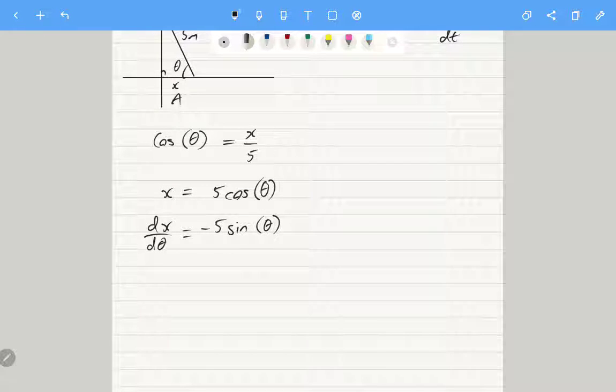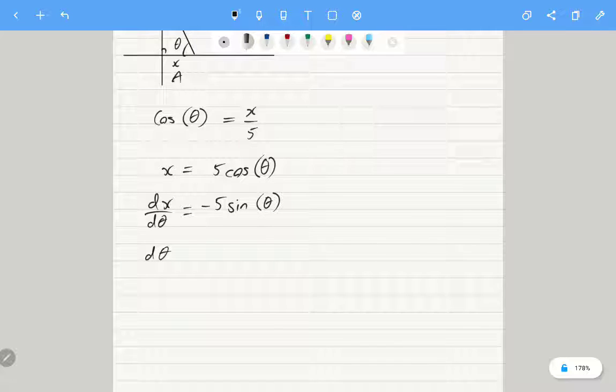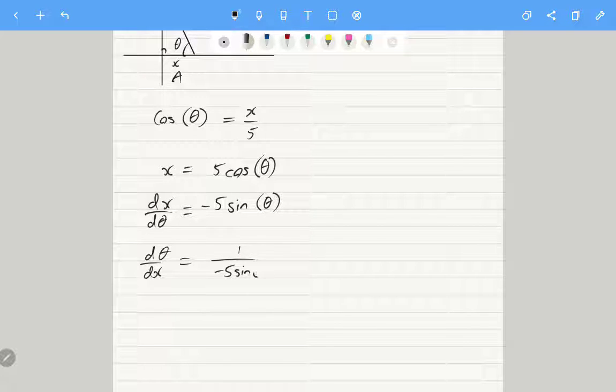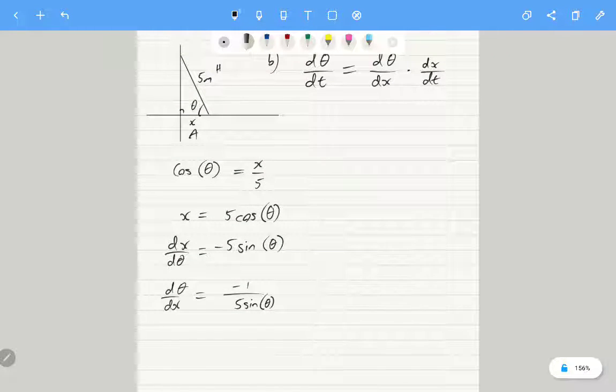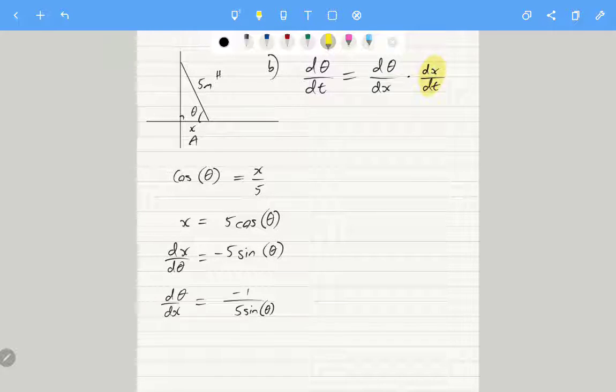But I didn't want dx/d theta. I wanted d theta/dx. So I need to invert it. And to invert something, we just put it 1 over. Bring the negative to the top. And there we go. But remember, we already know what this is from the first part. It's 0.2.